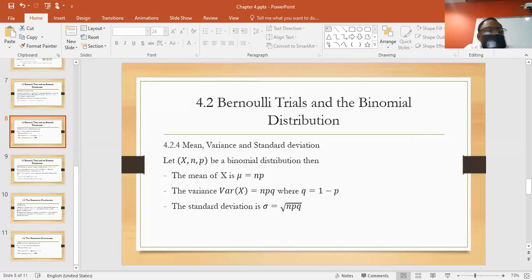The mean of a binomial distribution is NP, where N is the number of trials and P is the probability of success. The variance is NPQ, where Q is 1 minus P. Remember that P is the probability of success. And the standard deviation is sigma equal to the square root of NPQ.